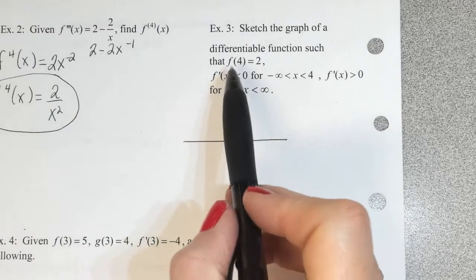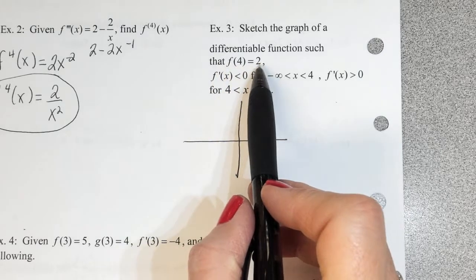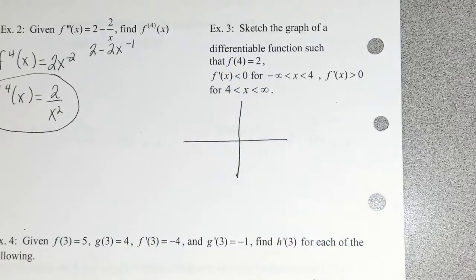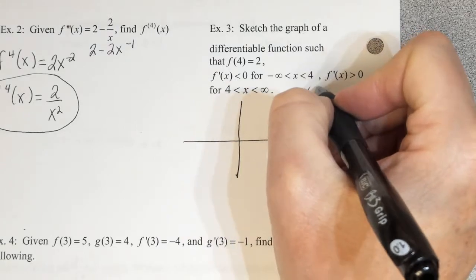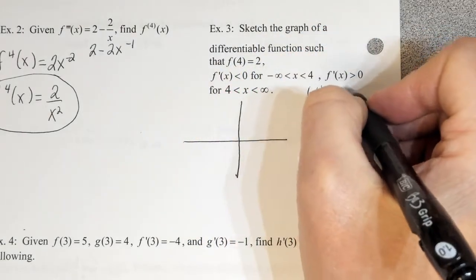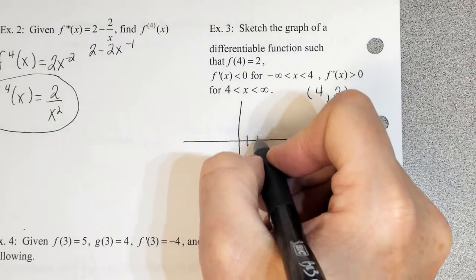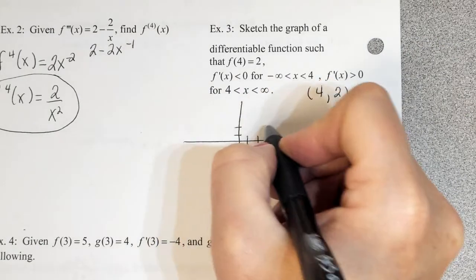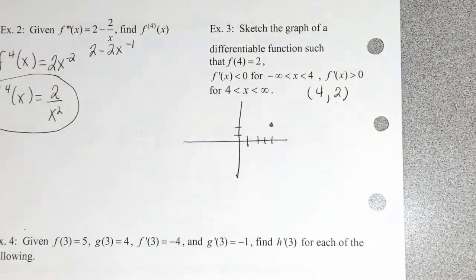I like to look at this first. f of 4 equals 2. What does that mean? There's a point at 4, 2. It really means that when x is 4, f of 4 just means y is 2. So at least put that point. We know that point, right?